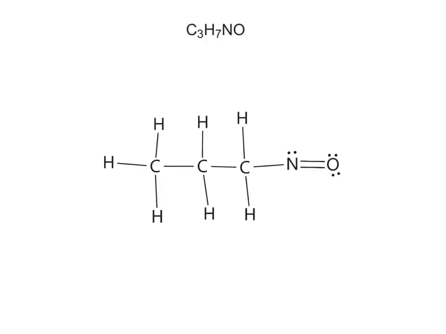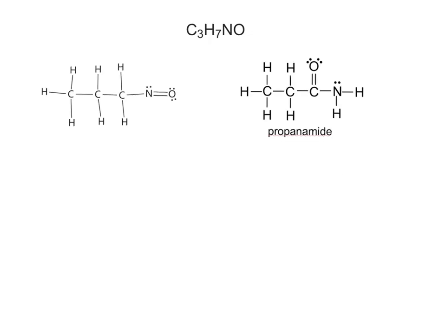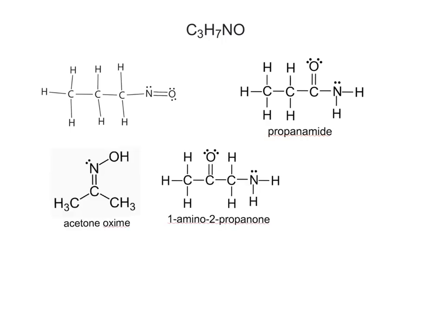Here is the example the authors cite, drawn by an organic chemistry student. But a search on Wikipedia shows many other possible structures. Propanamide, acetone oxime, 1-amino-2-propanone, and dimethylformamide are just 4 of the common isomers of this molecule. Interestingly enough, the structure that the organic chemistry student drew is not one of the common isomers.